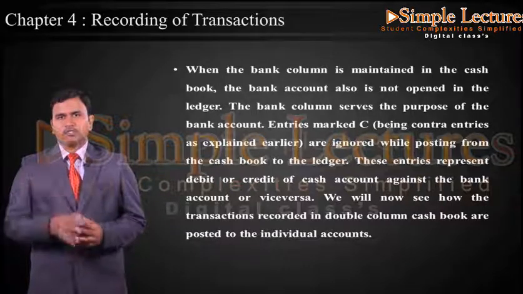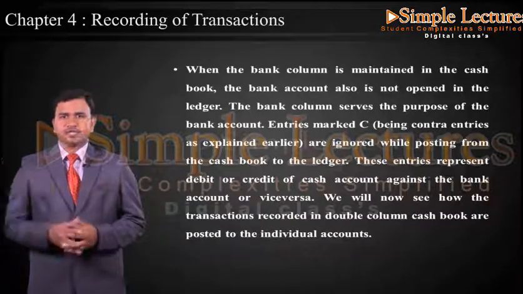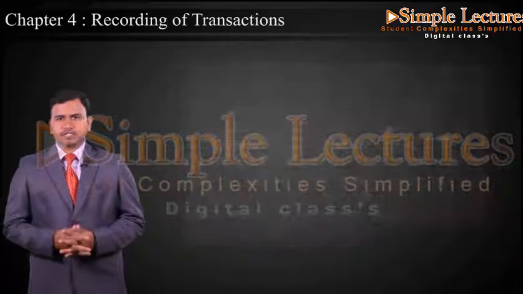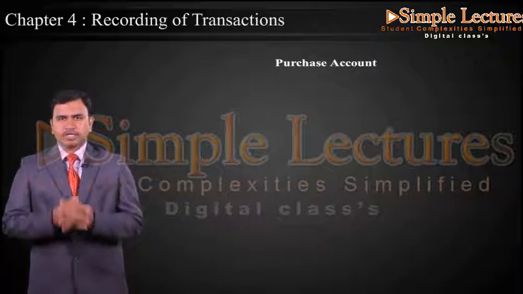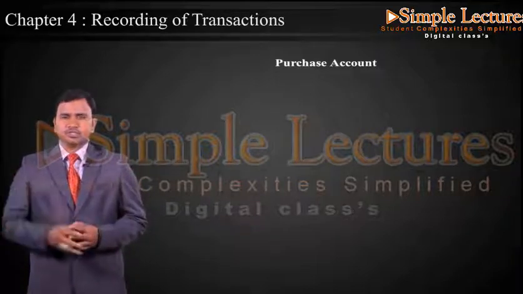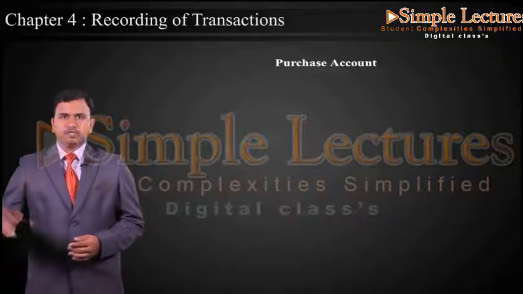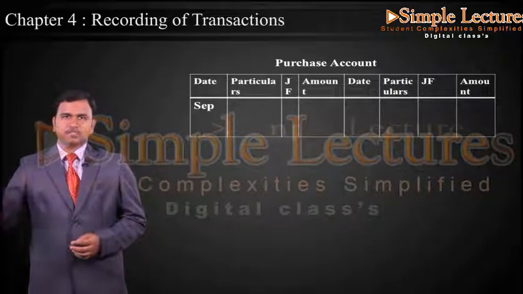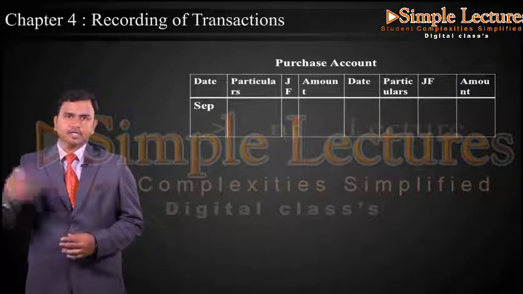Now coming to the double column cash book, the entries we have on the credit side, the first entry is the purchase account. Purchase is an expenditure, so in its account the balance should be shown on the debit side. Let us prepare a ledger account for the purchase account. The format will be date, particulars, amount, date, particulars, amount. On the left hand side Dr and on the right hand side Cr, which means debit and credit.